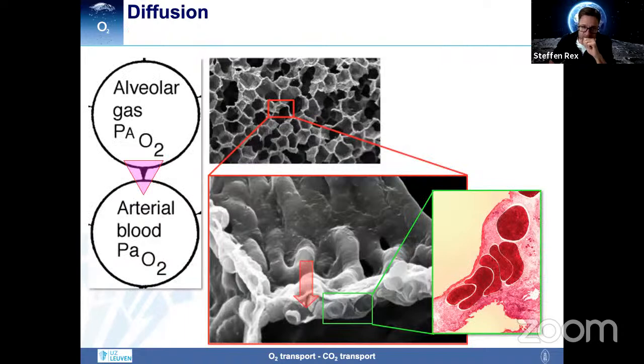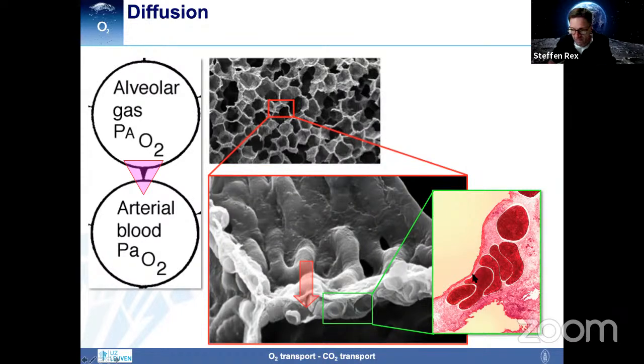The next step is then the diffusion of oxygen. So you have here fascinating images from an electron microscope. You see here the lumen of one alveolus, and here the lumen of another alveolus. And these two alveoli are separated by a very thin membrane, and within, you see here the histology of this image. You see here the alveolus, the lumen of the alveolus. You see here the alveolar epithelium.